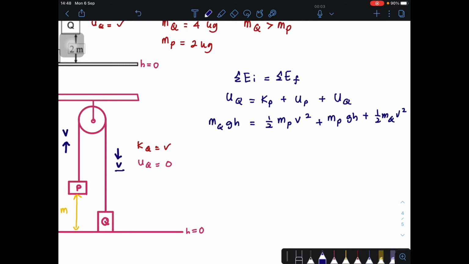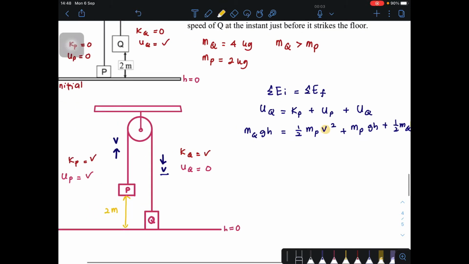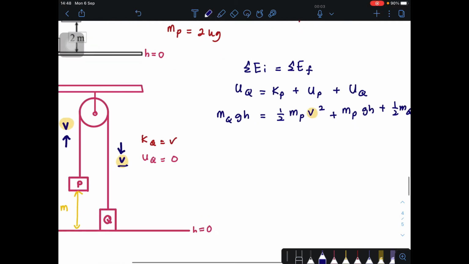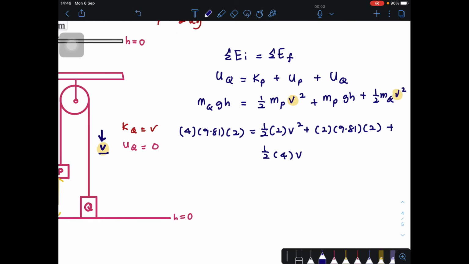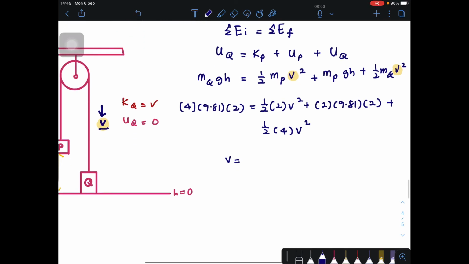So v here is the same value. This is what we want. It's the same value for v. So that's what we want. And then just substitute everything in. Okay, so you will get v equal to 3.62 meters per second.